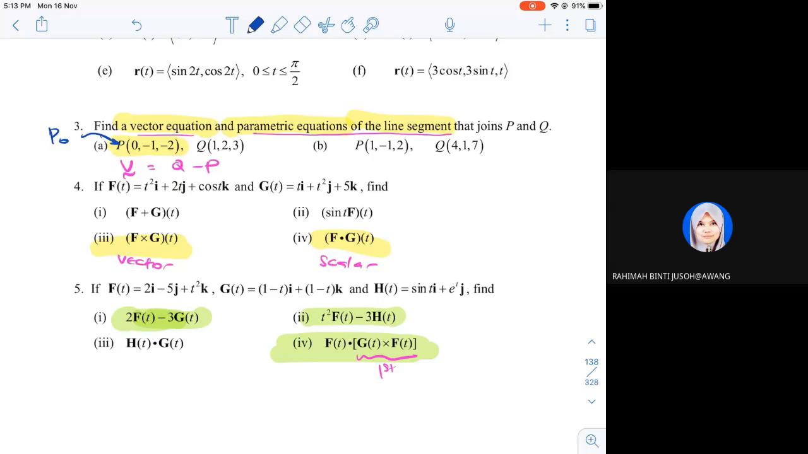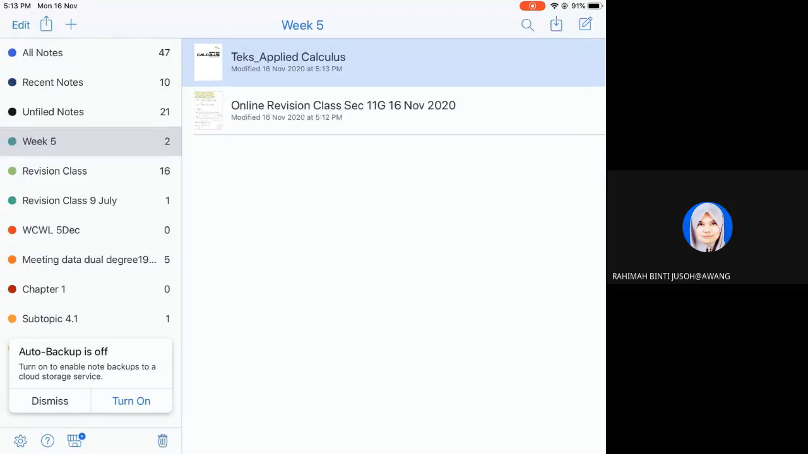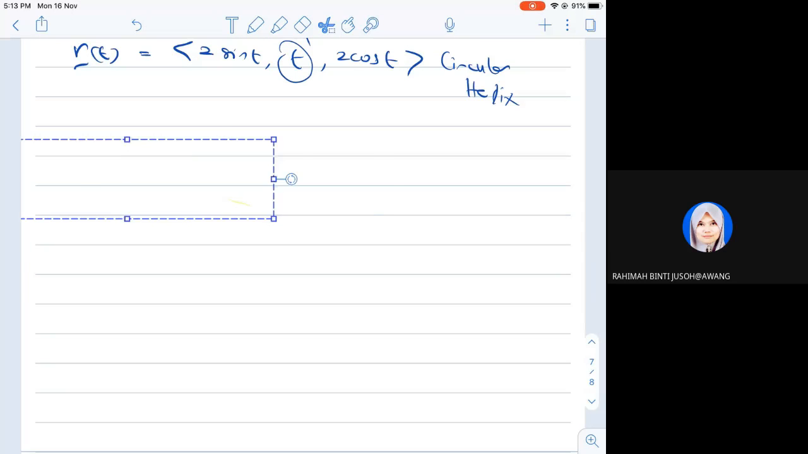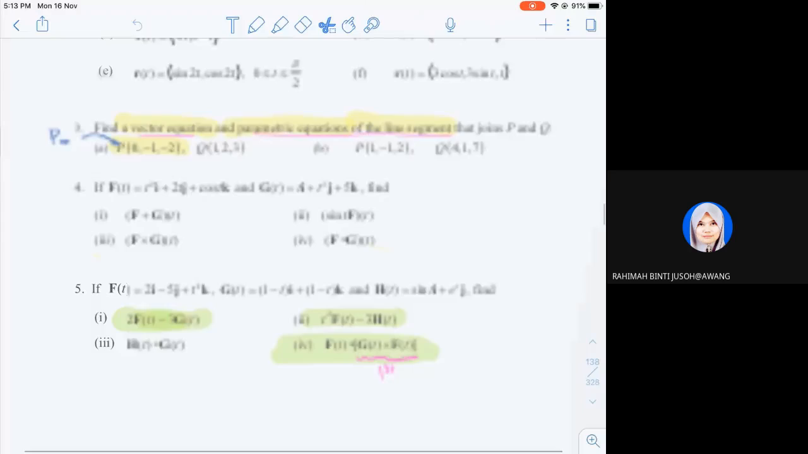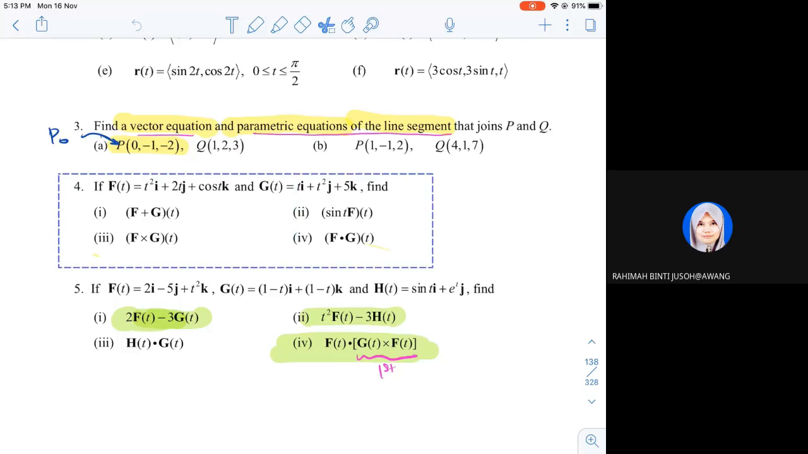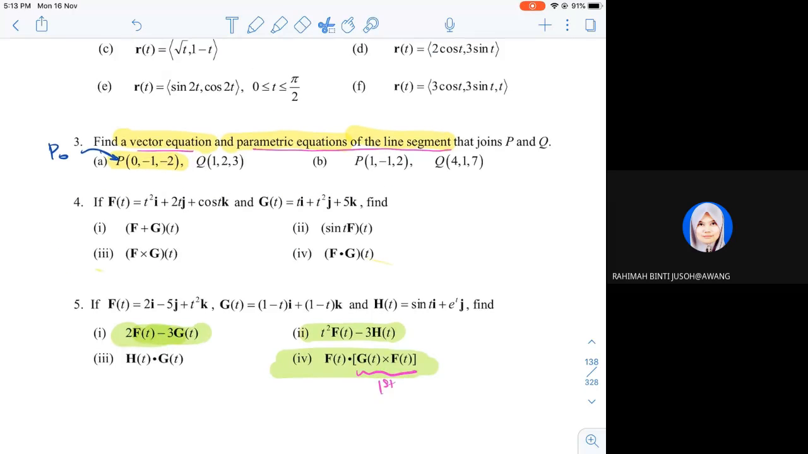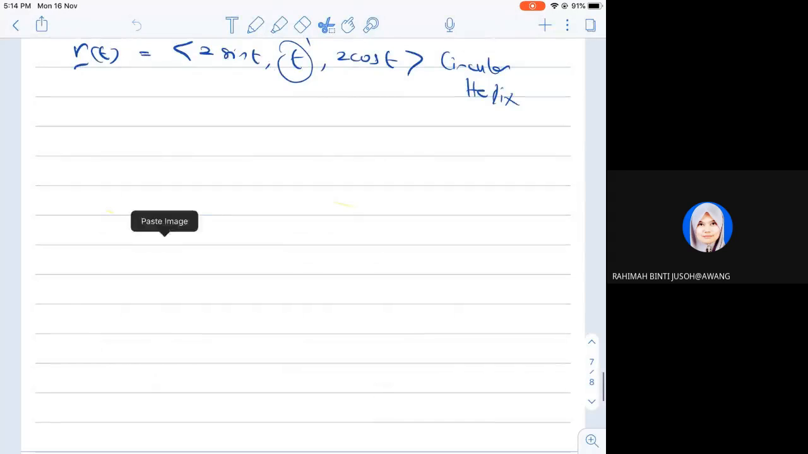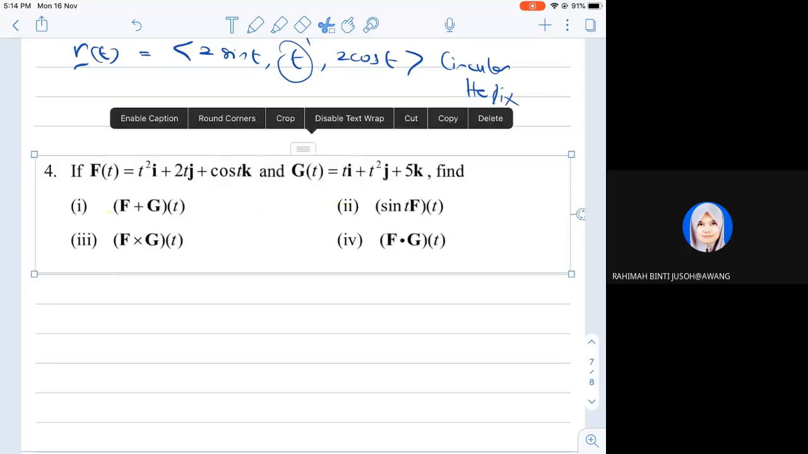The new lesson here is question number 4. Okay, let me erase first. I want to copy this. Oh, it didn't copy. Wait. Copy. Oh, no wonder, it's still here. My iPad is a bit sensitive. So like this, copy, go here, paste. Alright, so question number 4.